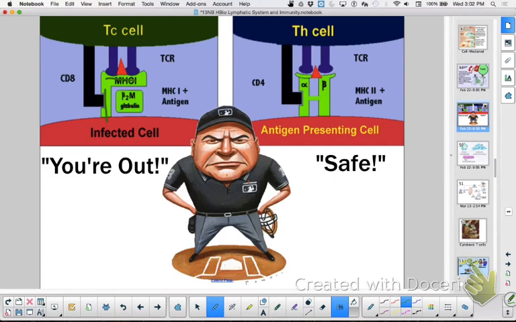So same thing here. If you're an MHC1 and you're displaying a pathogen, you're infected. So I'm going to have to kill you. And who will kill them? A cytotoxic T cell might come and kill them. A natural killer cell might come and kill them.